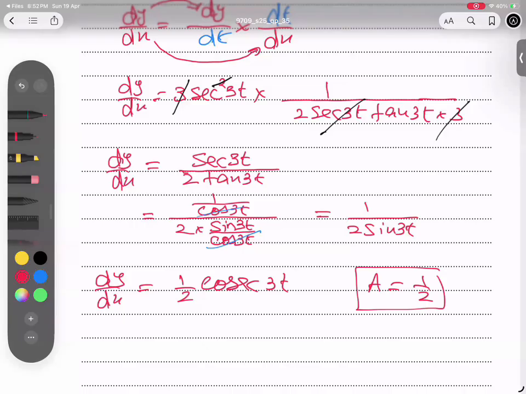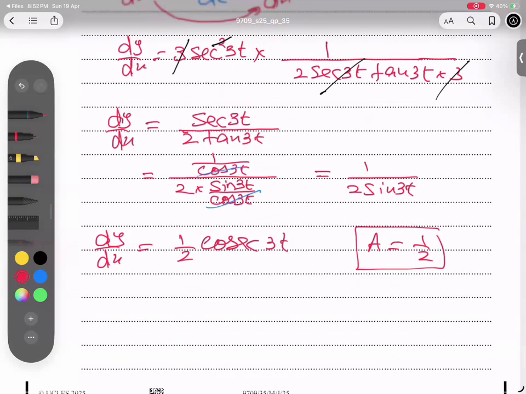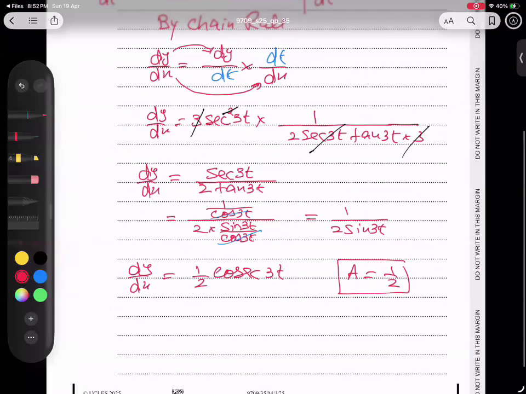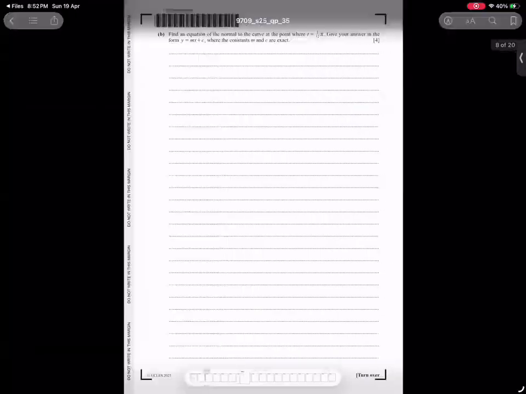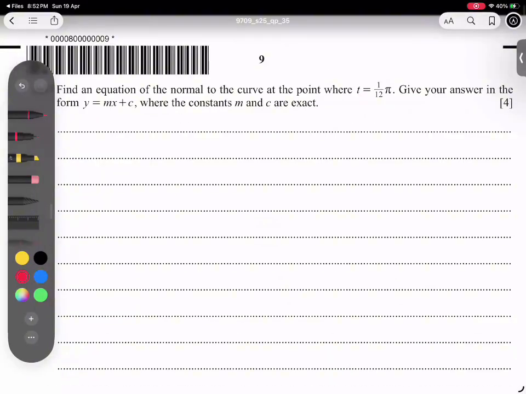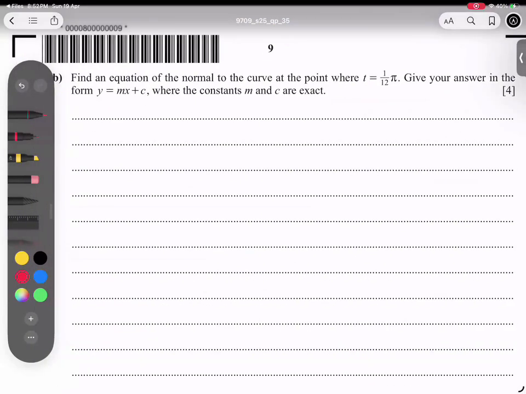Alhamdulillah Rabbil Alameen. Let's see the next part. In the next part, we have the equation of the tangent. So if you look for the equation of the tangent, what's the formula? The formula is very clear: y minus y1 equals m x minus, sorry, normal is what he's asking.